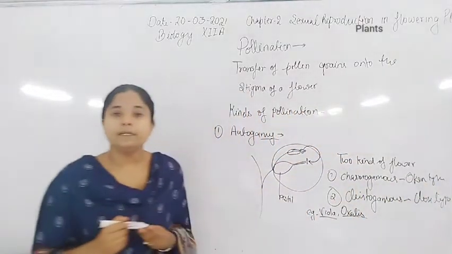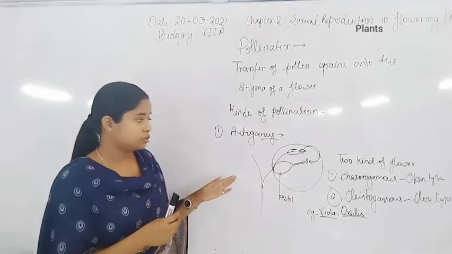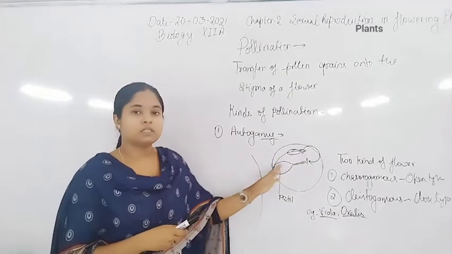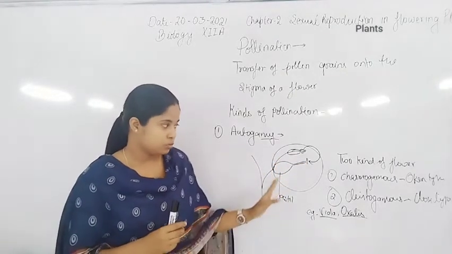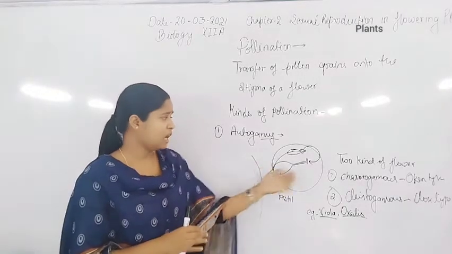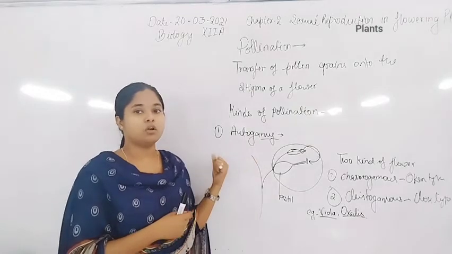In the open type of flower, there is a possibility of cross pollination, because the male and female reproductive organs are present in the same flower. So they generally allow self pollination. That type of pollination is known as autogamy.